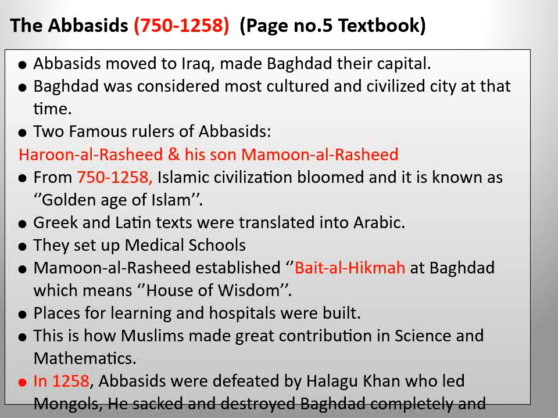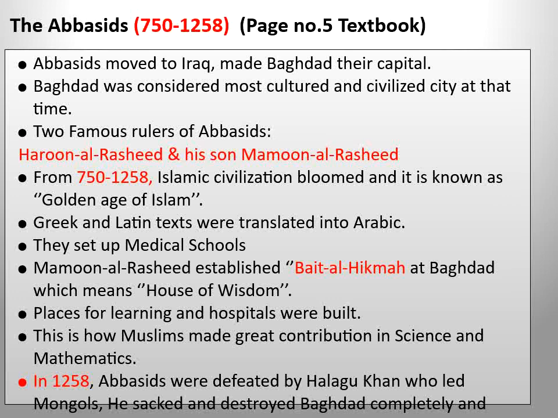Baghdad was considered the most cultured and civilized city at that time, and it had most of the scholars of the time living there, spreading Islam. Two famous rulers from the Abbasid dynasty that we probably all know are Harun al-Rashid and his son Mamun al-Rashid. From 750 to 1258, Islamic civilization bloomed and was at its height, and it is known as the golden age of Islam. Greek and Latin texts were translated into Arabic in order to make them understood.